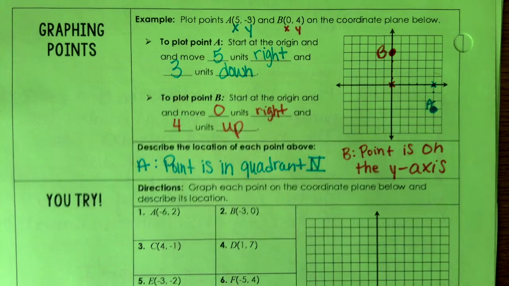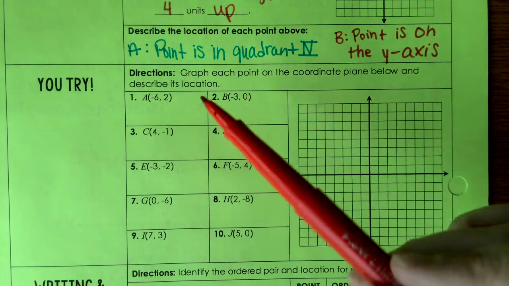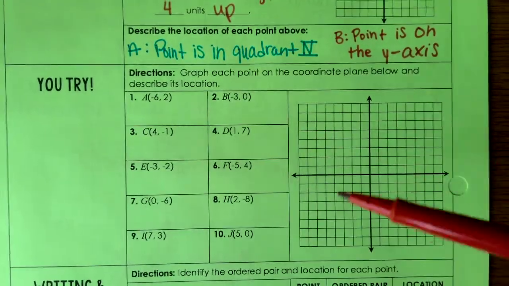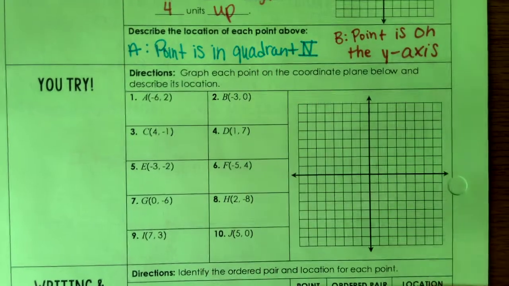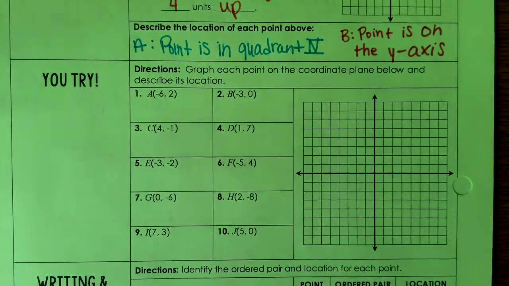Okay, here's what I want you to do right now. Pause this video, graph all of these points on your coordinate plane, and then tell me which quadrant each of them lies in. Pause the video and go ahead and do that right now. Okay, now that you're resuming the video because you have all your points plotted and the quadrants labeled, you're coming back to check your answers.